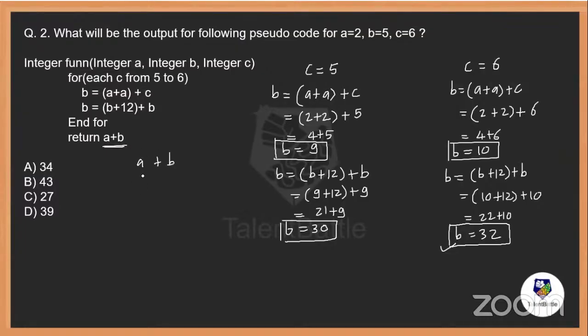The current value of A is not modified in the for loop; only B has been modified. So A is 2 as it is, plus the latest value of B, which is 32. So the final answer will be 34. So option A is correct here.